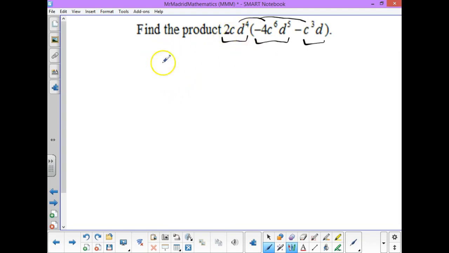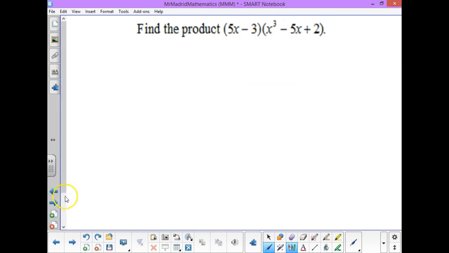So 2 times negative 4 is negative 8. He's got a C. He's got 6 of them, so together they got 7. He's got 4 D's. He's got 5, so we've got D to the 9. Done. Next is that minus sign. 2 times this invisible 1 is 2. C with 3 of them is C to the 4th, and 4 D's with an extra one is D to the 5th, and that takes care of the product of polynomial multiplication.